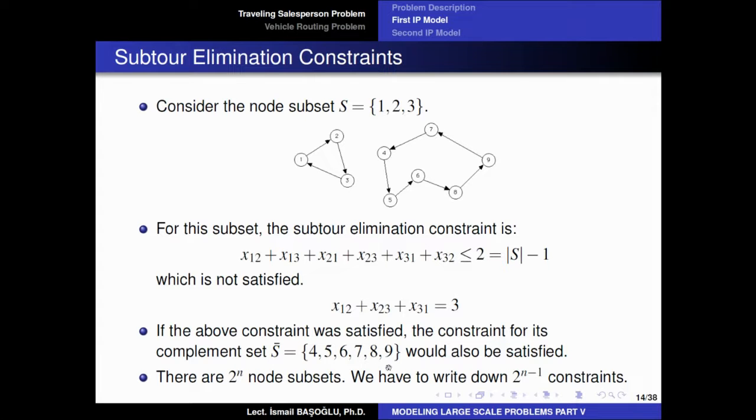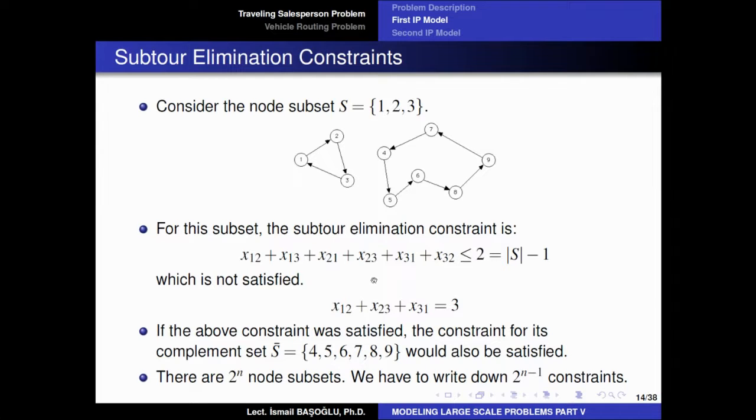Okay. Now, if this constraint is satisfied, and if you write this for all possible subsets, for the complements it is also going to be satisfied as well. So you will see that the subtours will be eliminated for the complements as well. Now, you may think at this point that if I write this constraint only, it may be possible to create a subtour in the complement as well. Yes, that is true, but I am not saying this. Please be careful. I am saying that if you write this constraint for all subsets, for the complements, it is automatically going to be satisfied.